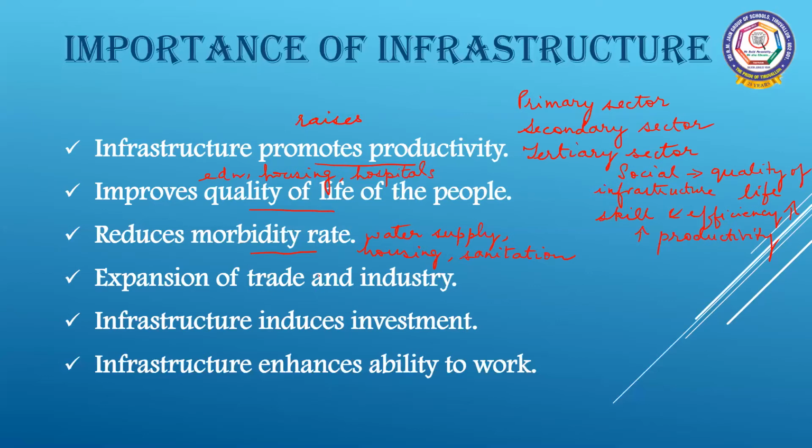So when people are prone to disease, we say this as morbidity rate, and due to all these facilities, that is pure drinking water or good housing and good sanitation without any gutter flowing in front of the houses, so a clean environment, all such infrastructure reduces morbidity rate. The next one is that infrastructure helps in the expansion of trade and commerce. Trade and commerce develops only if there is development in transport and communication.